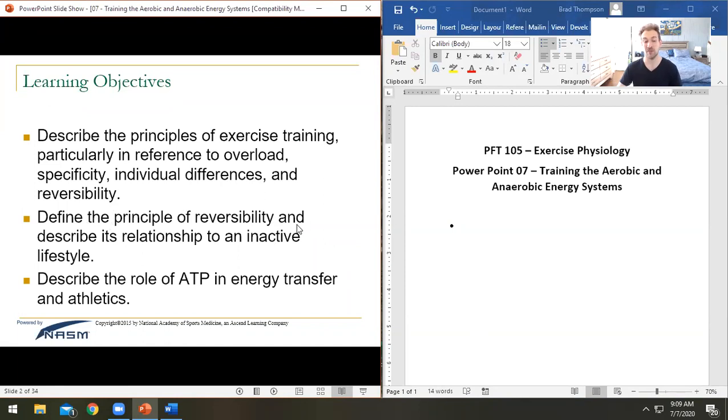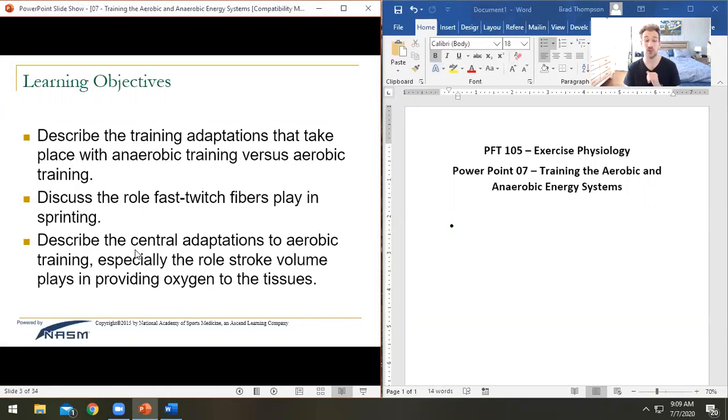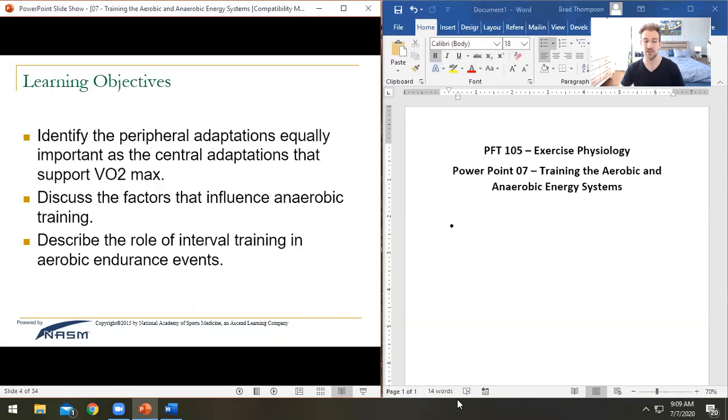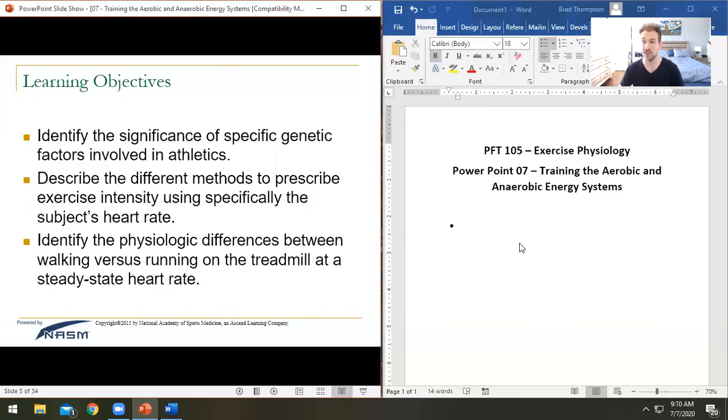So we will talk a little bit about reversibility and how it has a relationship to inactive lifestyles, and to where you've been and where you are, and how those things correspond. And then we'll talk about energy transfer as well. The different training adaptations that you're going to get when it comes to training aerobically or anaerobically, fast twitch muscle fibers, slow twitch muscle fibers, and the different adaptations to aerobic training, like developing aerobic enzymes. So we want to be able to describe all that, the different factors that go into that. And then we're also going to talk a little bit about interval training today, which is always super, super fun.